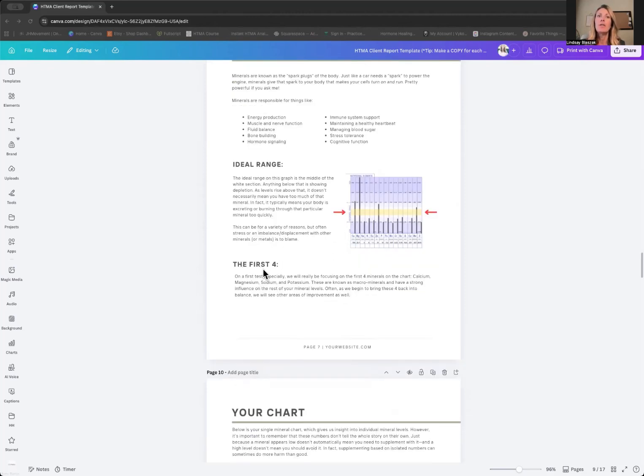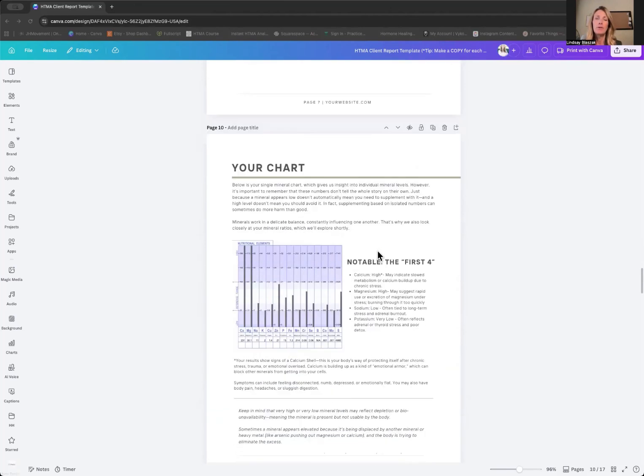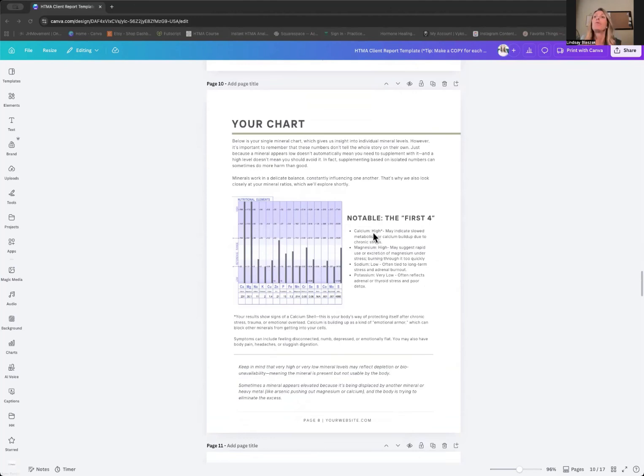And then for me, we always focused on the first four minerals in a test. So emphasizing that, especially on a first test, and why we're doing that, is what I would mention there. And then we would move on to their exact tests. So here is starting to break down their chart.